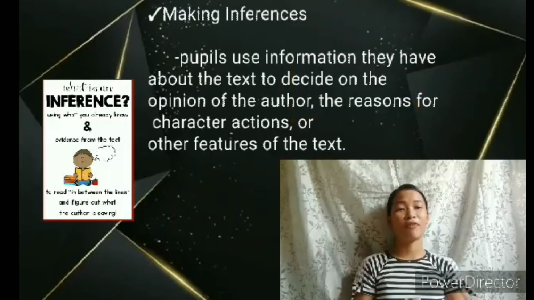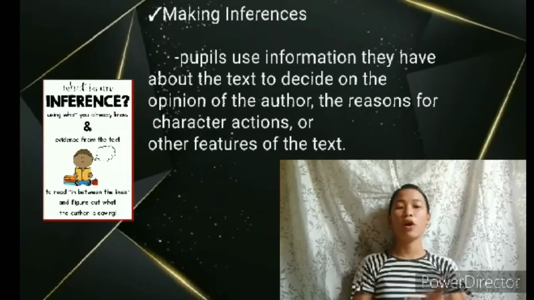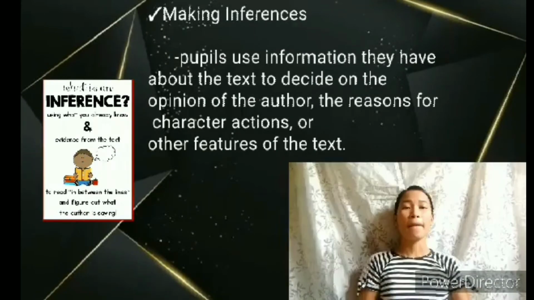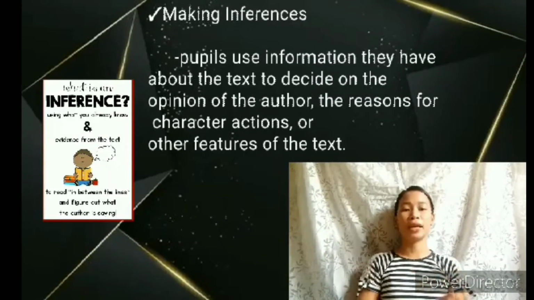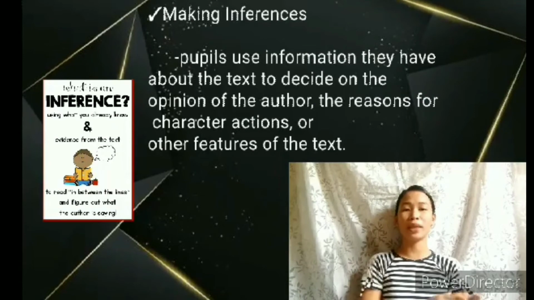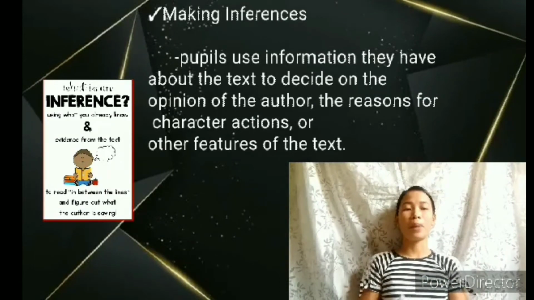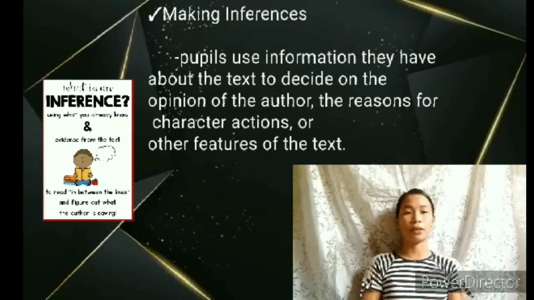So next, we have making inferences. Pupils use the information they have about the text to decide on the opinion of the author, the reasons for character actions or other features of the text. Making inferences is a comprehension strategy used by proficient readers to read between the lines, make connections, and draw conclusions about the text meanings and purpose.